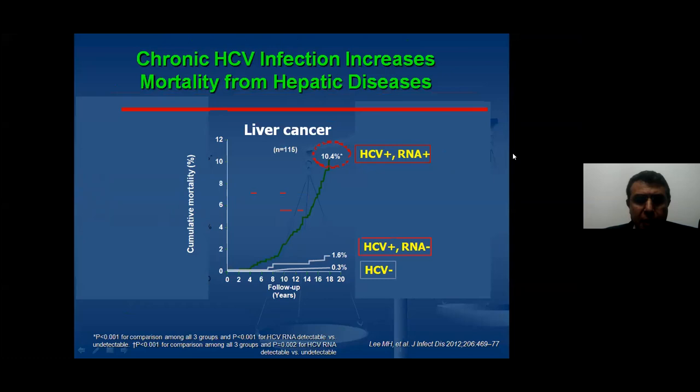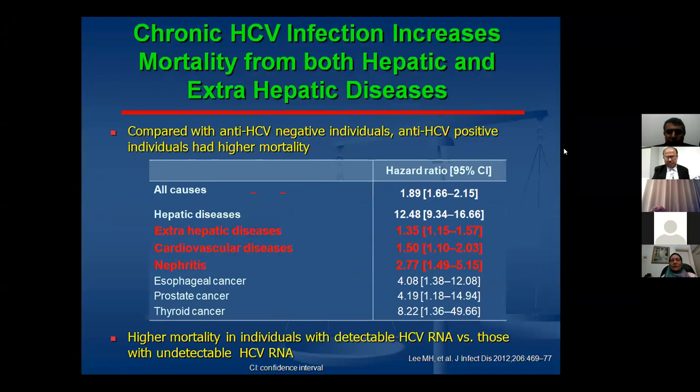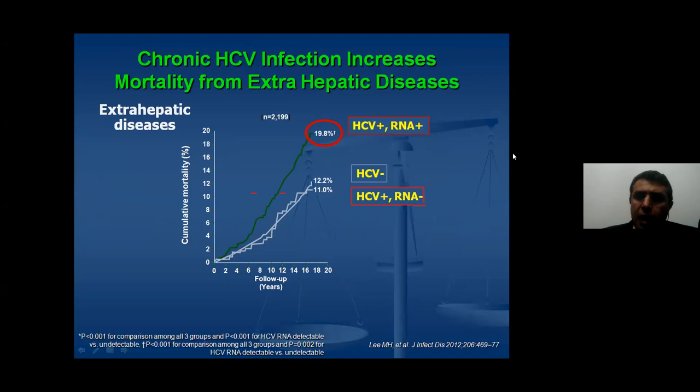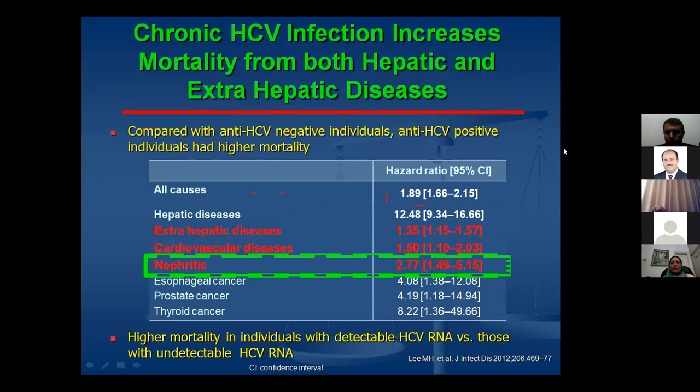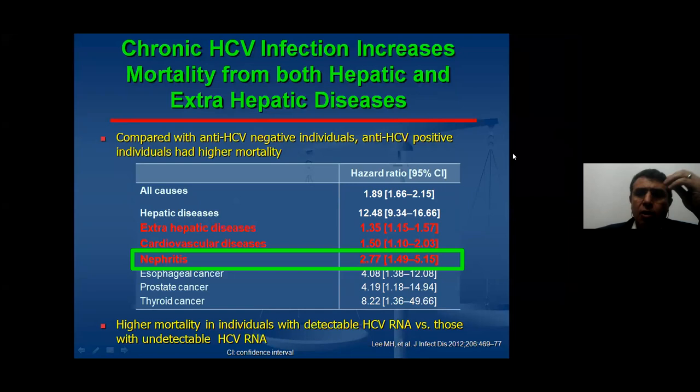In this situation, there is of course an increase in mortality, especially in patients with hepatic diseases, due to the increased incidence of liver cancer. And as we can see, extrahepatic diseases are also markedly increased in patients with chronic hepatitis C virus infection. These include cardiovascular diseases and nephritis, which is present at about 2.7. The highest issue is with nephritis, with the highest hazard ratio, 2.77.